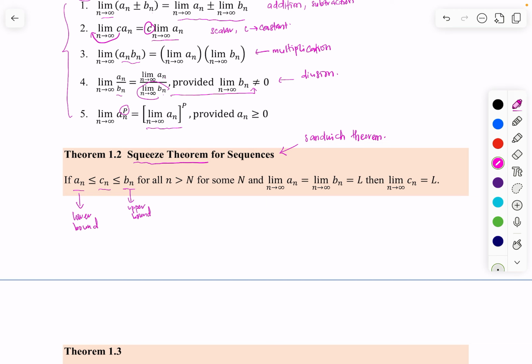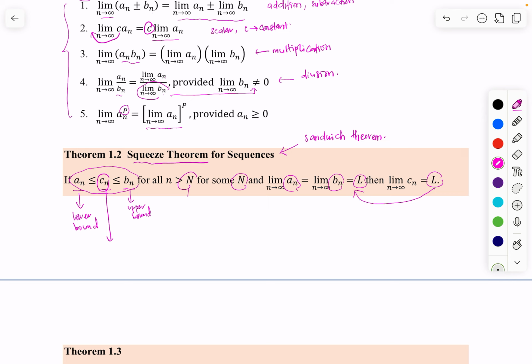Okay, for all n greater than N, so know that this N is a natural number, for some N. Then when we have this kind of form of the sequence, it gives you that if the limit of the lower bound a_n is equal to the limit of b_n, which equals L, a certain finite number, then the limit for the thing that is in between a_n and b_n should also be the same value, which is also L.